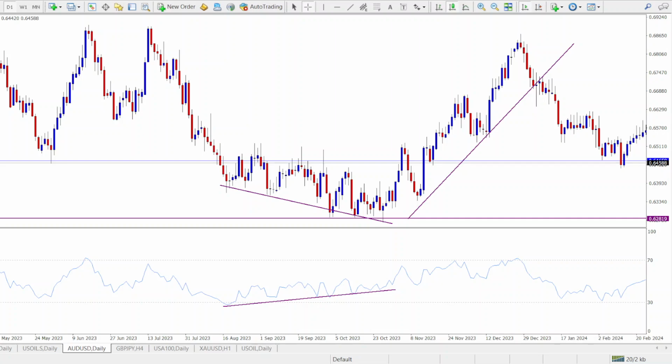So that is it for the RSI divergence strategy. This is how you can use the RSI divergence strategy to find high probability setups in the Forex market. But remember, no strategy is perfect. And it is crucial to backtest and practice on a demo account before using it in live markets.